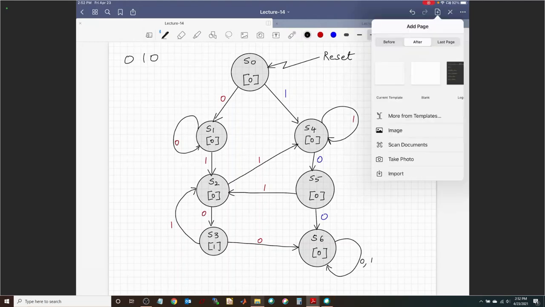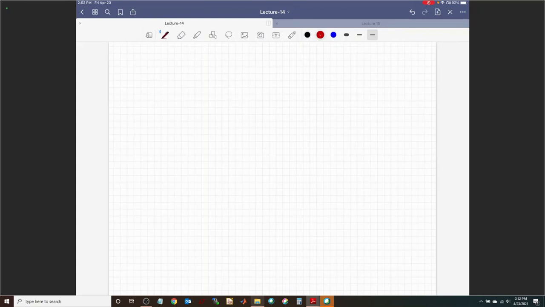Let's see, I'm going to add a page here, current template, and talk about what comes next. After the state diagram comes what? You get a symbolic state transition table. What are the columns going to be in the symbolic state transition table? The columns are going to be present state, input X, next state, and then depending on whether you're using toggle flip-flop or D flip-flop, you might get T's or JK's. If it is D, then your next state is your input to the D flip-flop. In that case, you don't have to have additional columns. And then the last one is going to be output Z.